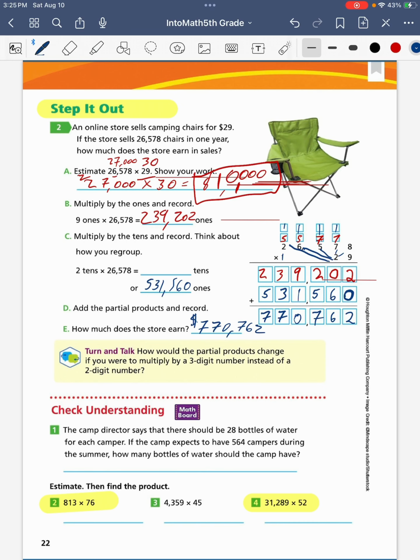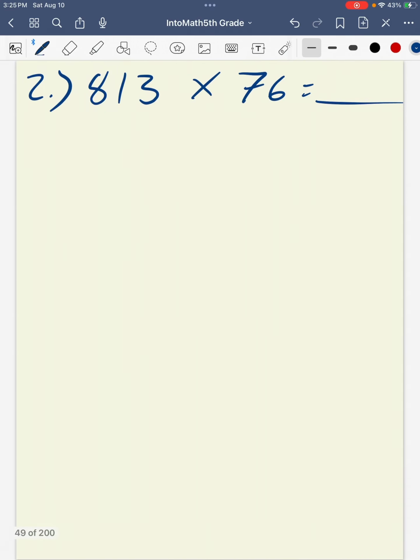Now, we are going to be doing the even number problems for Check for Understanding and on your own. Starting with problem number 2, 813 times 76. To help myself out, I'm going to arrange this vertically, lining up my 1s with my 1s and my 10s with my 10s. Starting with my 1's place value, 6 times 3 gives me 18. Carry my 1 to my 10's place. 6 times 1 is 6, plus 1 is 7.